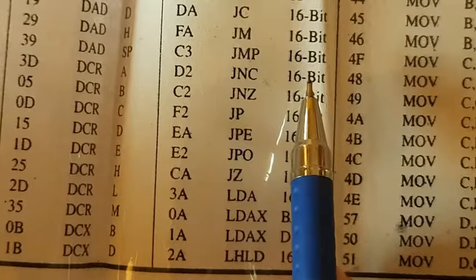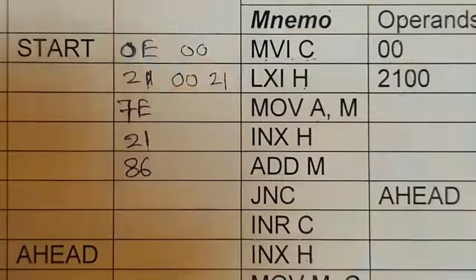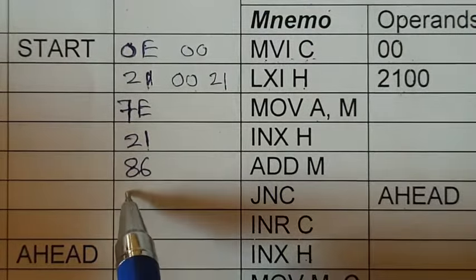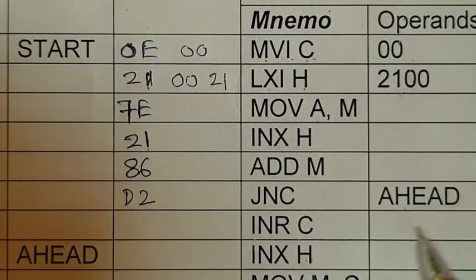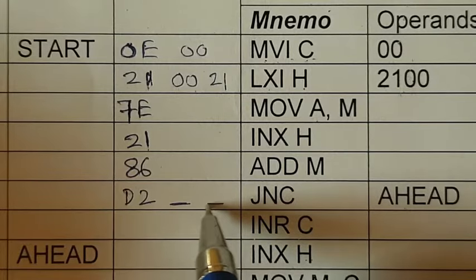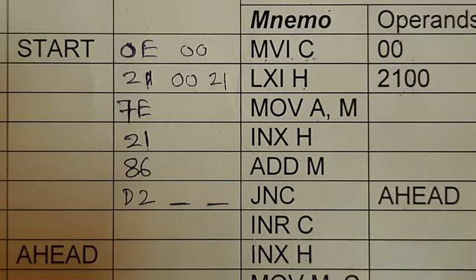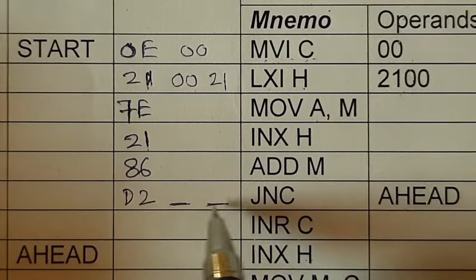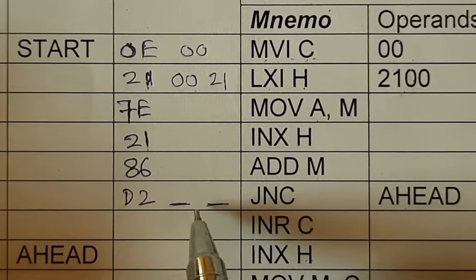The operand is a 16-bit address. And therefore, while writing, how will I write? It is D2. The label is ahead. Therefore, first of all, I will have to wait for some time. I cannot write the address of ahead right now. But the 2-byte address is to be written here.